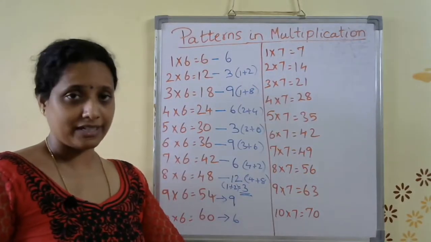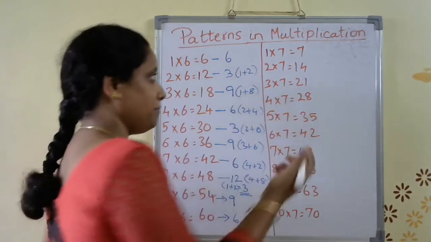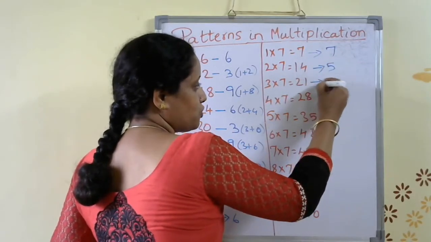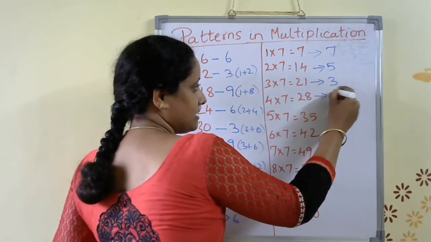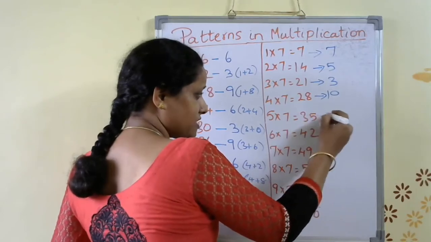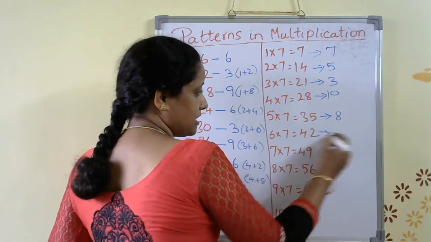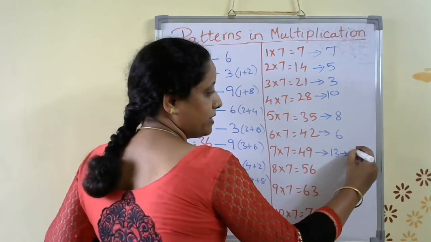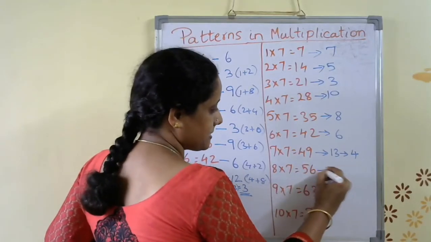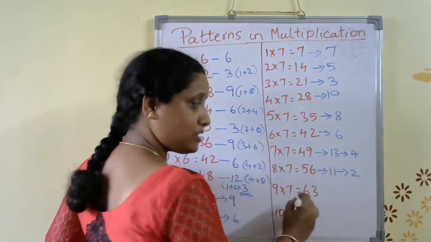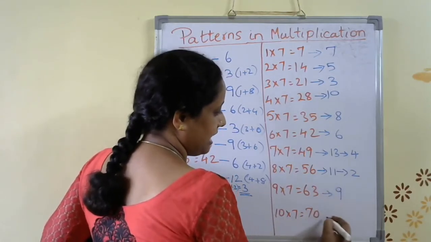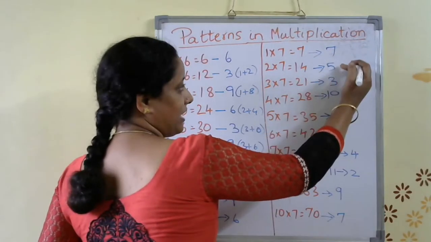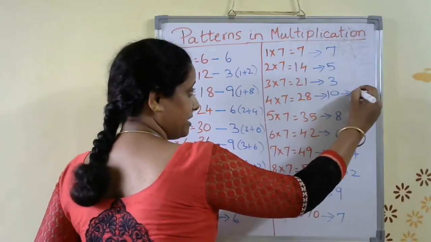Now we are going to move on to 7 table. What is the pattern that they are following in 7 table? So here it is 7, 1 plus 4, 5, and 2 plus 1, 3, 2 plus 8, 10, 3 plus 5, 8, okay, 4 plus 2, 6, 4 plus 9 becomes 13, again it will be added as 1 plus 3 will become 4, 5 plus 6 will become 11, again it will be written as 2, then 6 plus 3, 9, and 7 plus 0 will become 7. So now you can see the pattern 7, 5, 3, okay, this 10 will become 1, right?